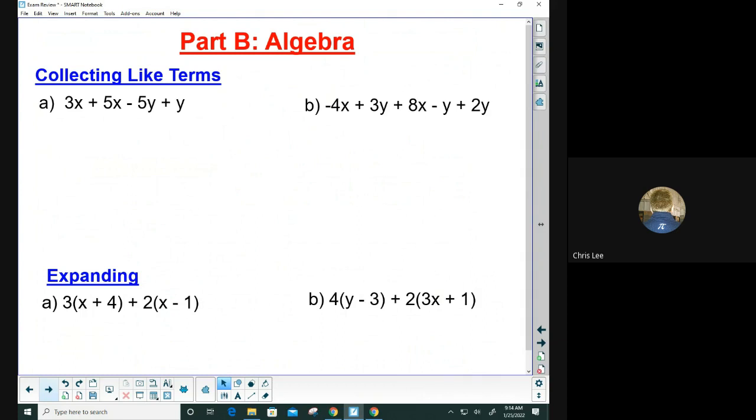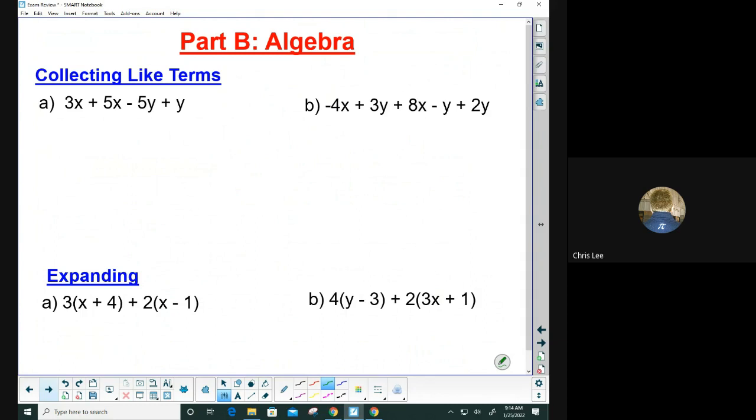Collecting like terms, we actually did yesterday, right? So what we have to do is find like terms. What makes 2 terms like? Same letter. And it also has to be raised to the same exponent. So if we had an x squared and an x, think back to the algebra tiles, the x squareds were like squares, and the x's were just lines. You can't add those, they don't look the same, even though they both have an x in it, okay? So make sure that we separate those.